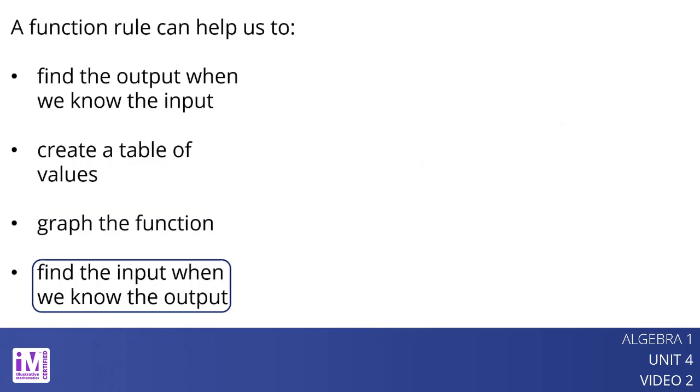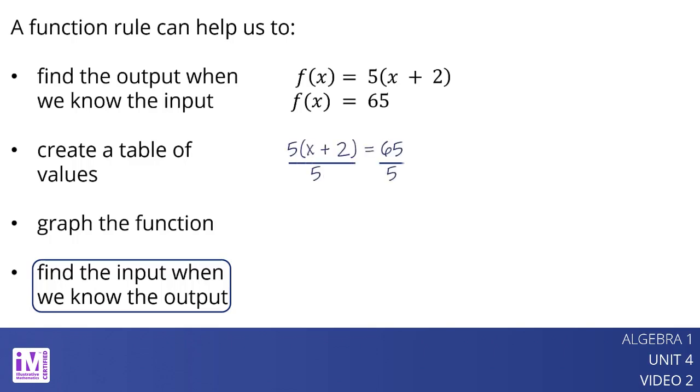A function rule also helps us to find the input when we know the output. Suppose the output of function f is 65 at some value of x, or f of x equals 65, and we want to find out what the value is. Because f of x is equal to 5 times the quantity x plus 2, we can write 5 times the quantity x plus 2 equals 65 and solve for x. Therefore, f of 11 is equal to 65.